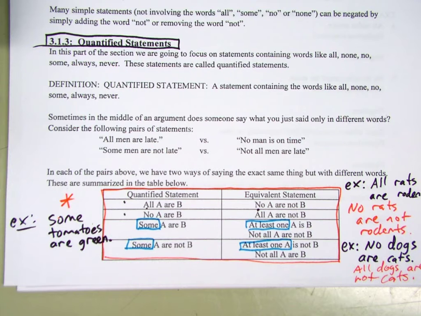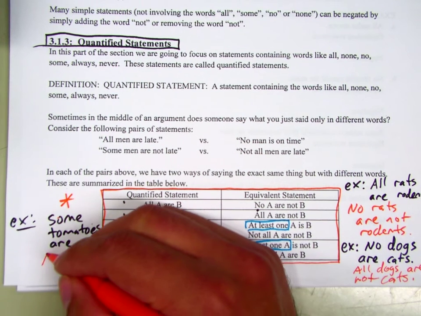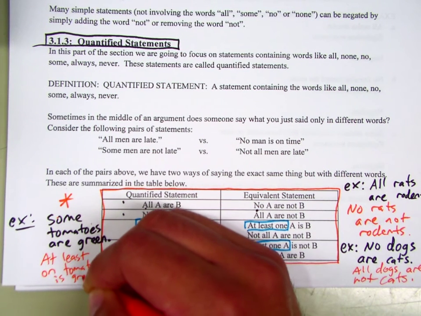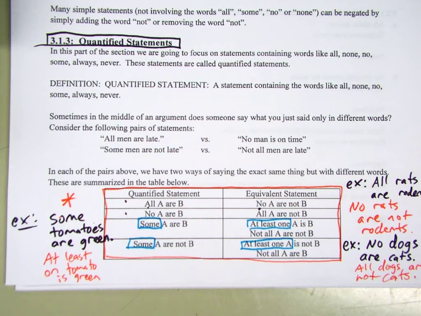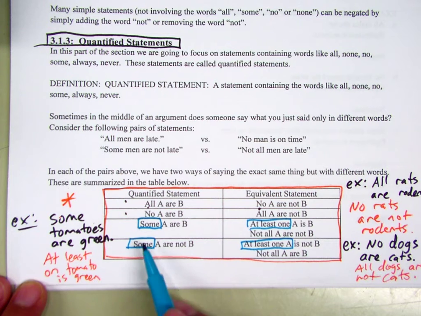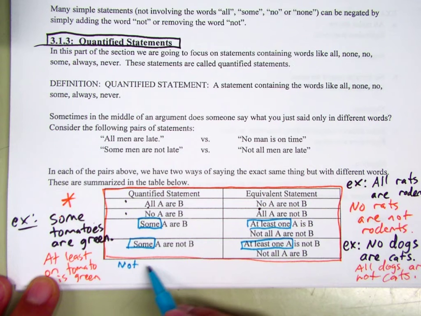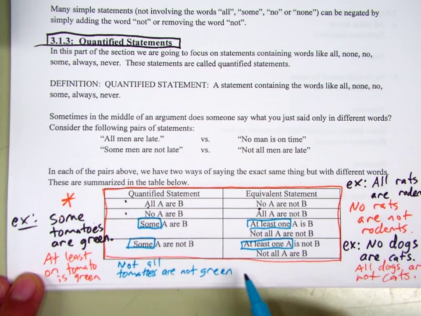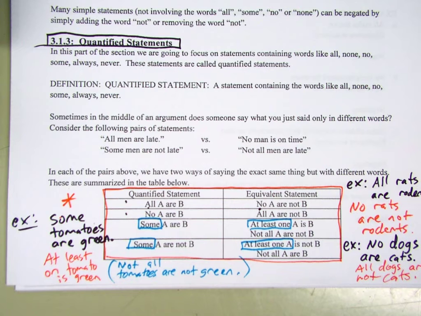How else could I say some tomatoes are green? At least one tomato is green. Or, what's the other option? The other option is to negate or do the opposite of both parts, right? So if I say some, we can say not all tomatoes are not green. Now, this one's kind of a goofy way to do it. It's not very frequently used, but it is equivalent. What makes more sense is the black and the orange.